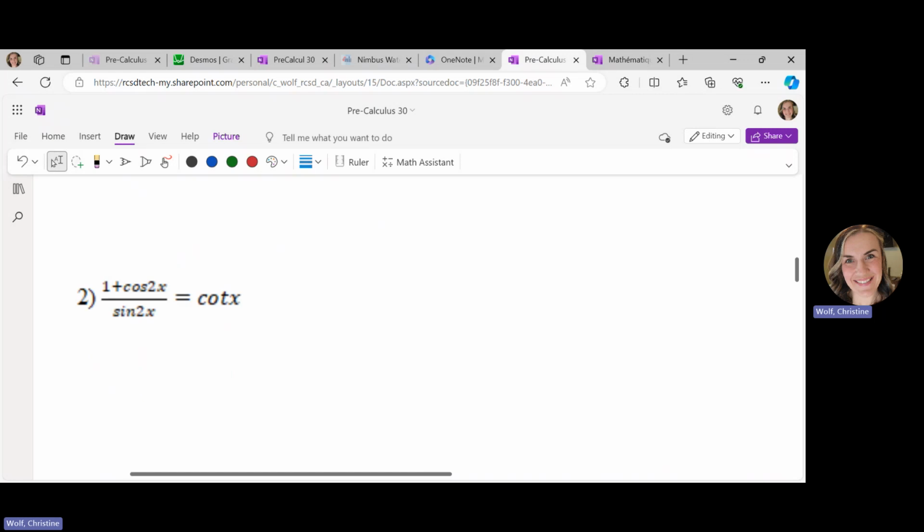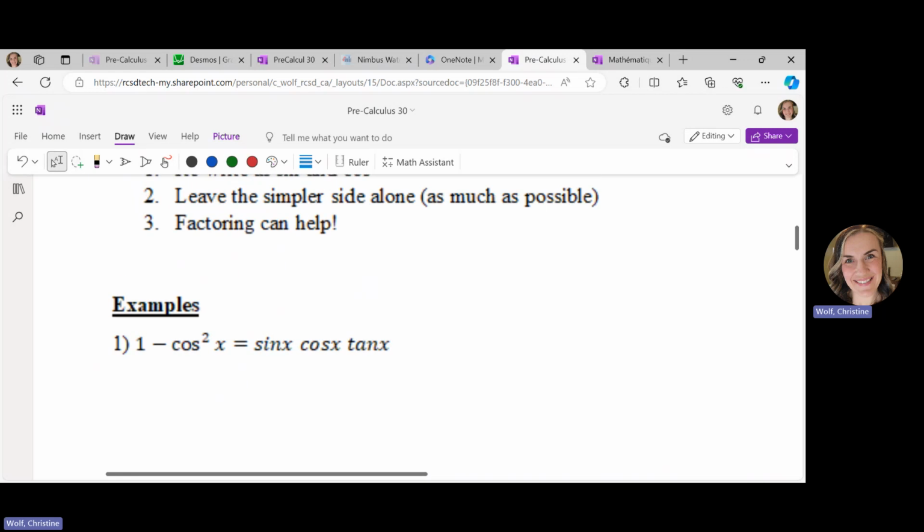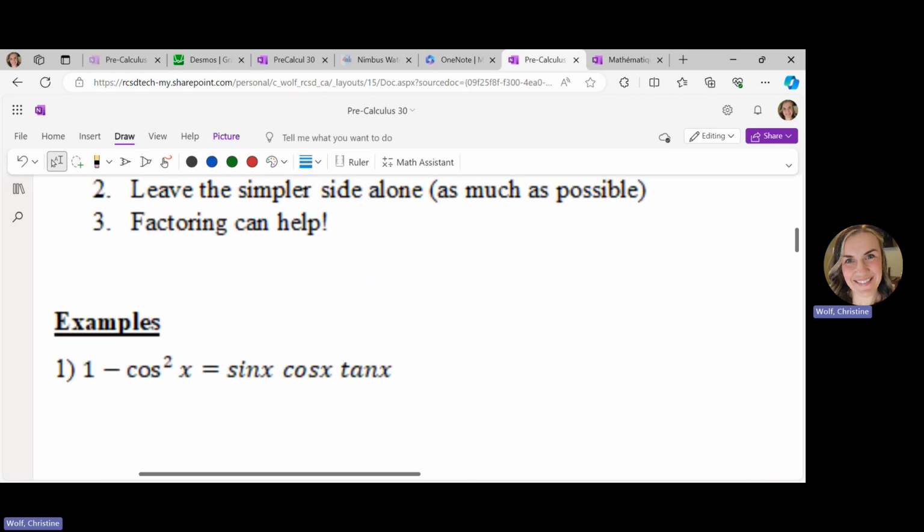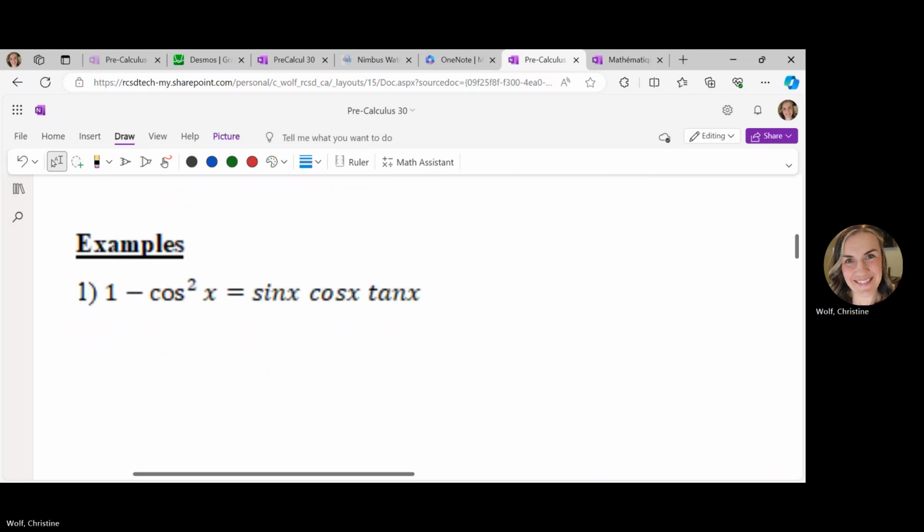So for example, if we scroll down to slide number 2, we'll see there's a complicated side and an easier side. You're going to work more on the complicated side and kind of leave the easy side be for as much as possible. And then number 3, factoring is going to come in today. So factoring can help quite a bit. We're going to factor difference of squares and trinomials. Okay. So here we go.